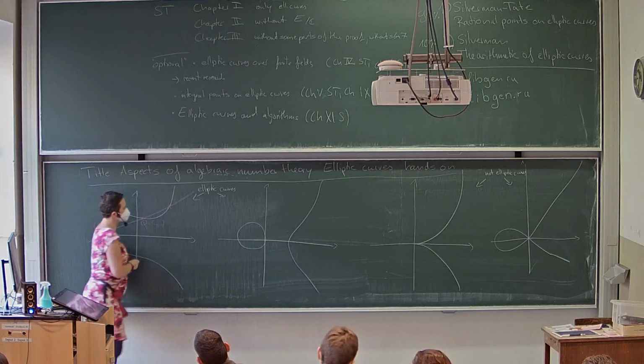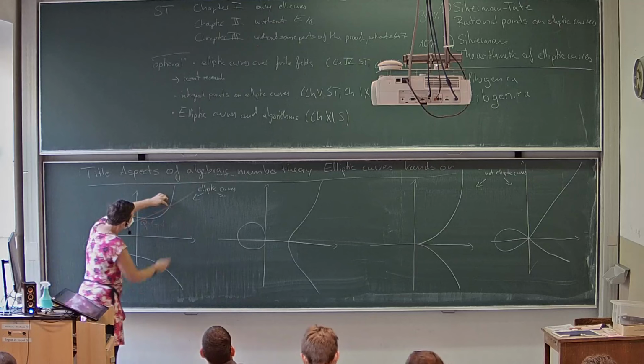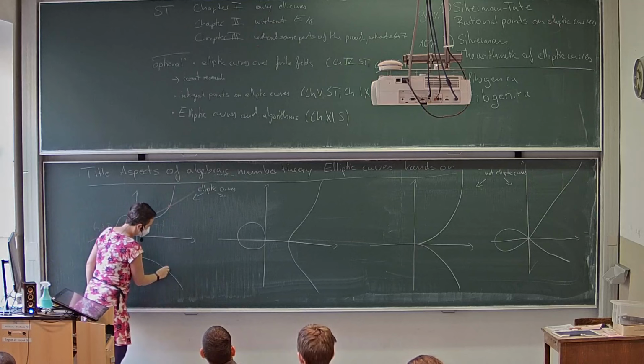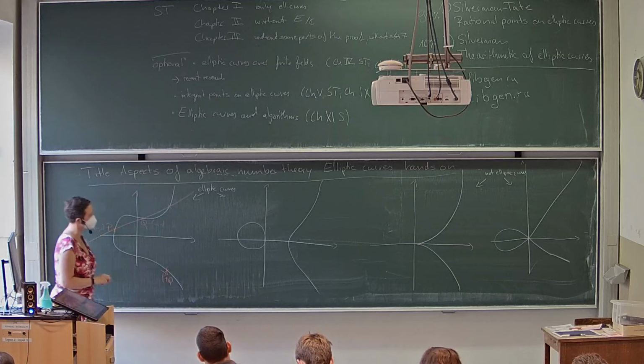So what do we do with this point? This is not yet the sum of the two points. We still want to reflect it by the x-axis and get this point here. And this will be P plus Q.